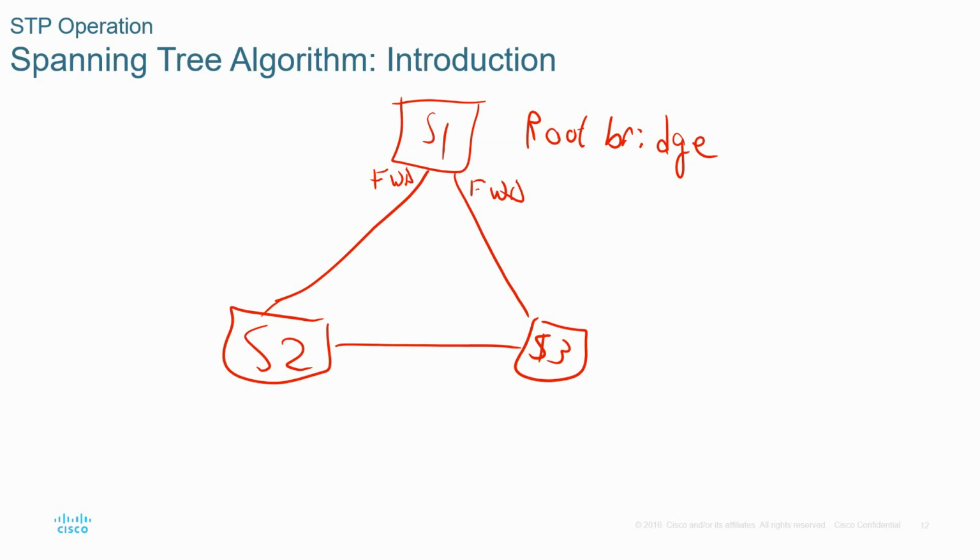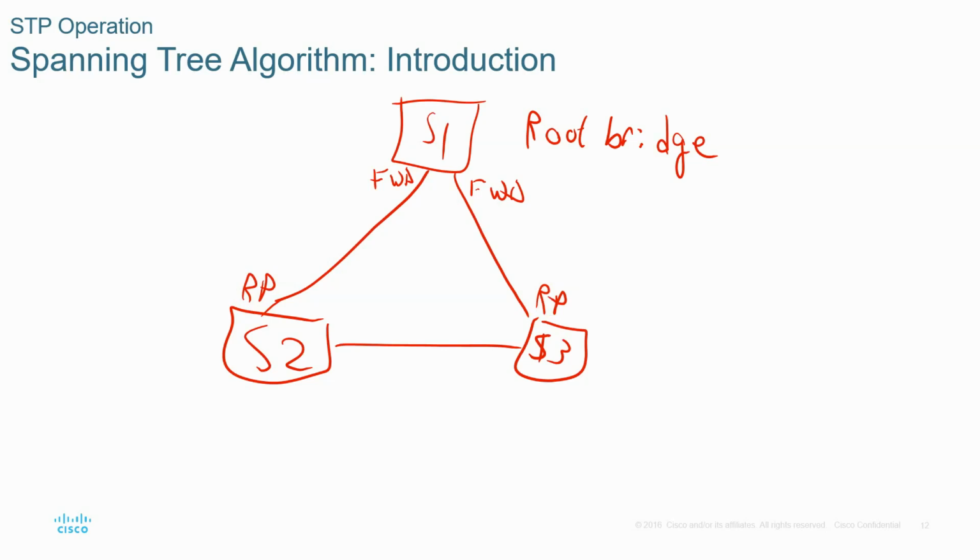So the result of this process is that S2 and S3 will now want to determine which port has the lowest cost to reach the root bridge. Now let's assume that S2 determined that this port is actually the root port. S3 has also determined that this port is the root port, meaning that they have determined that these two ports are the ones that have the minimum cost to reach S1.